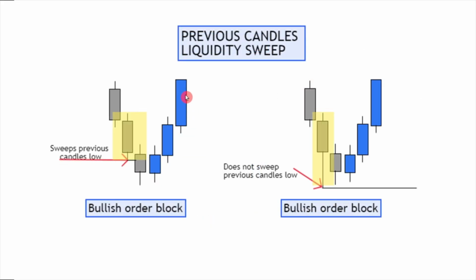Let's take a look at this bullish scenario. On the left, price moves down and forms a valid order block by sweeping the low of the previous candle before reversing upwards. This sweep of liquidity confirms manipulation before the shift in direction, making the last bearish candle a valid order block. On the right, price also moves down, but the last bearish candle does not take out the previous candle's low. Since there is no liquidity sweep, this candle does not qualify as a valid order block, even though the price still moves higher afterwards.